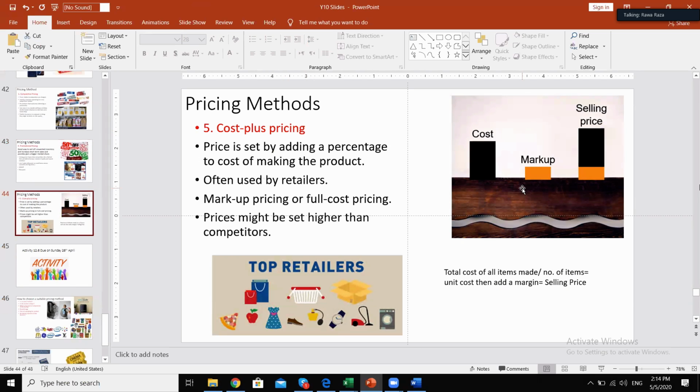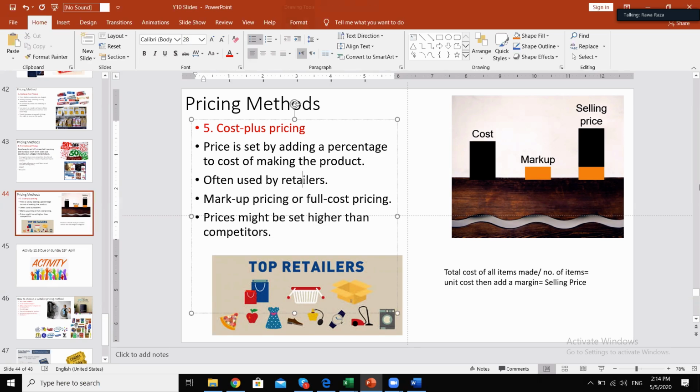Cost plus, this was when we added a percentage to our cost and we made it our selling price. We said it's mostly used by retailers. That's a feature of it. And there's a risk to it though, which is, I could set a price because I only consider my cost, but it turns out that it's higher than my competitors.